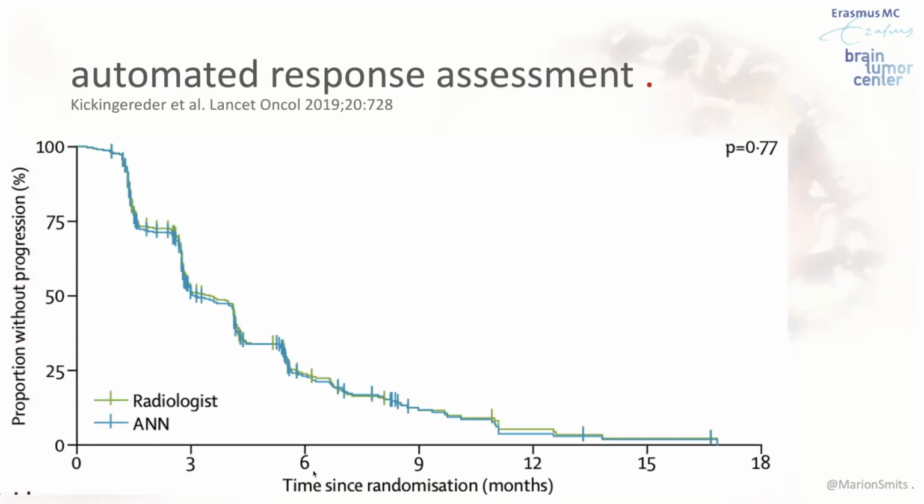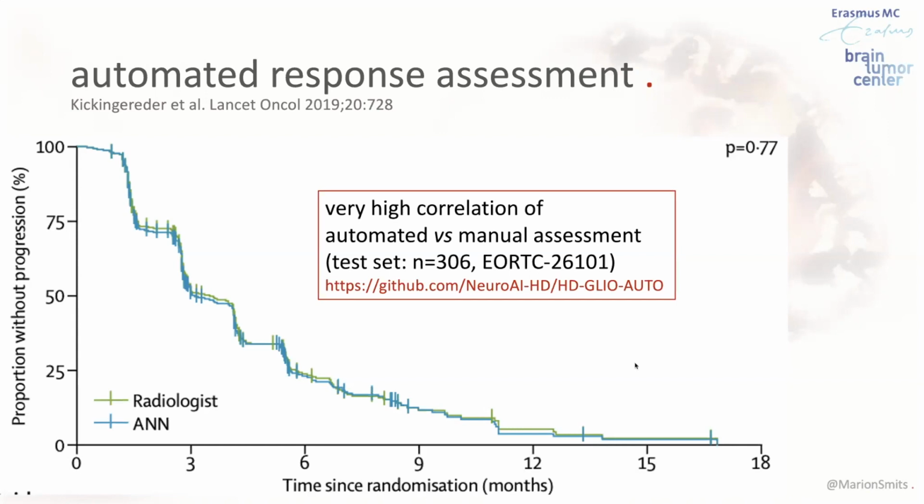And this is work by the Heidelberg group, by Philip Kickingereder, where they show these are the two lines of the progression-free survival, so the proportion of patients that are without progression. And you can see that for a radiological assessment according to RANO and for their automatic response assessment, these lines overlap. So we basically get a very, very good agreement between these two assessments.